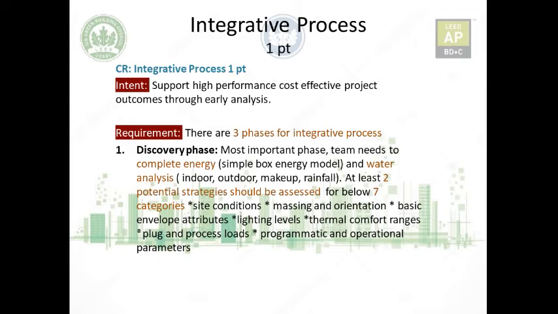conditions, which could contain shading, exterior lighting, hardscape, landscaping, and adjacent site conditions. The massing and orientation, like the effects of massing and orientation on HVAC sizing, energy consumption, and lighting. Then you have the basic envelope attributes like insulation values, window to wall ratios, glazing characteristics, shading, etc. Then lighting levels, interior surface reflectance values, lighting levels in occupied spaces. Then the thermal comfort ranges, like the options you could have for thermal comfort, the plug and process loads needed through programmatic solutions, multifunctional spaces when it comes to the operational parameters and operating schedules, and space allotment per person.